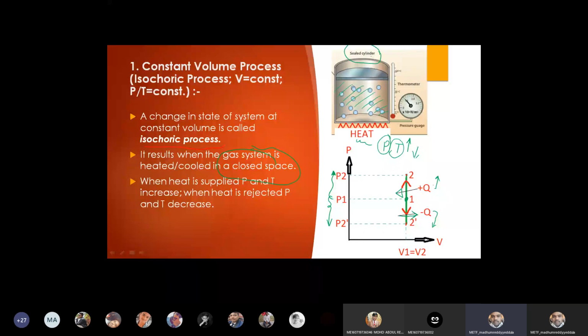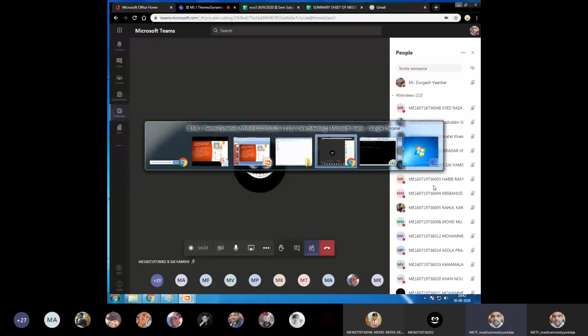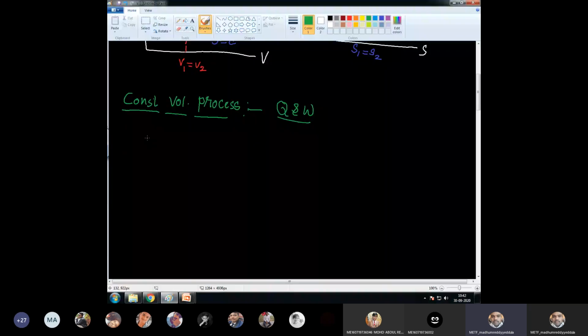Now this is the theory about the constant volume process. Now we will work out how to get work done in case of constant volume process. From the first law of thermodynamics, we know dou Q minus dou W is equal to dU.